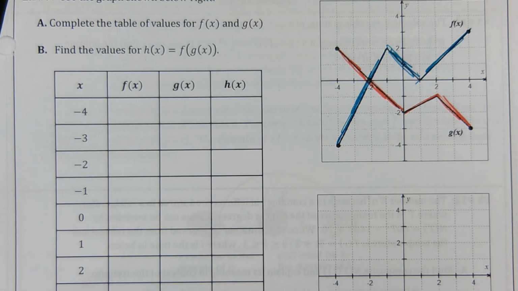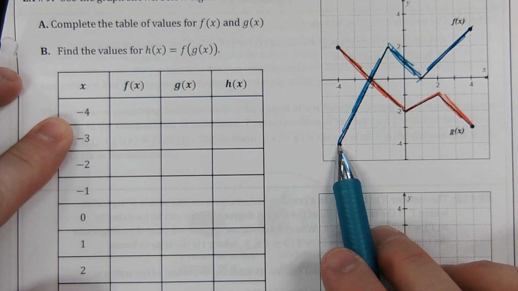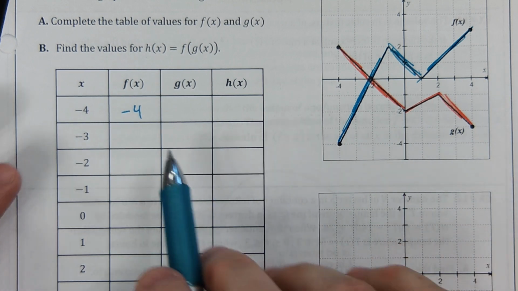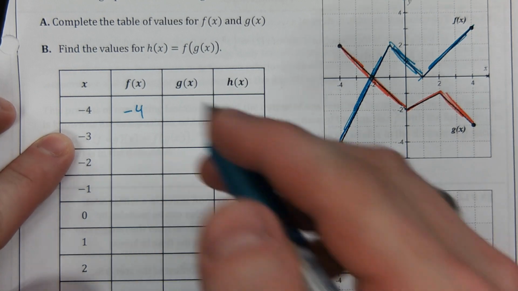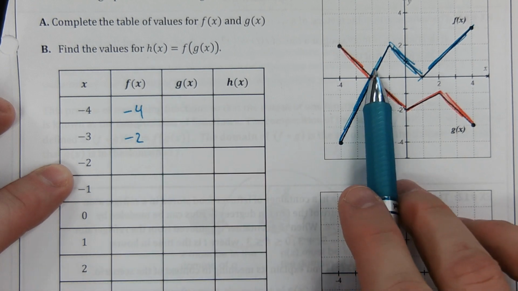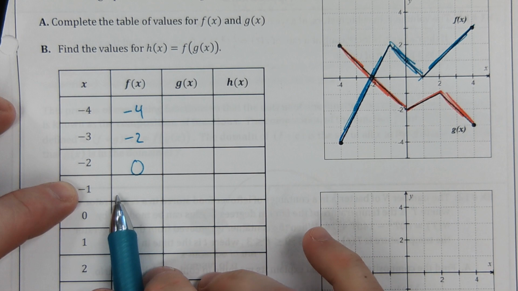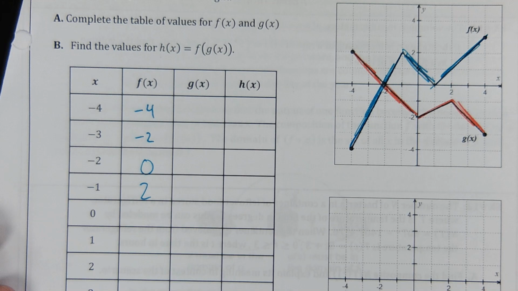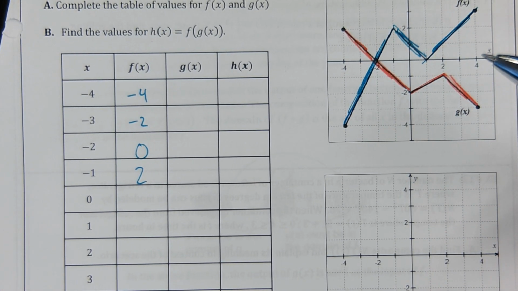Okay, f of x I did in blue. When x is negative 4, f has a y value of negative 4. When x is negative 3, f has a y value of negative 2. At x is negative 2, f has a y value of 0. And at x equals negative 1, f has a y value of 2. So we can see for this portion of the blue line, f's rate of change is positive 2. Up 2, right 1, up 2, right 1.